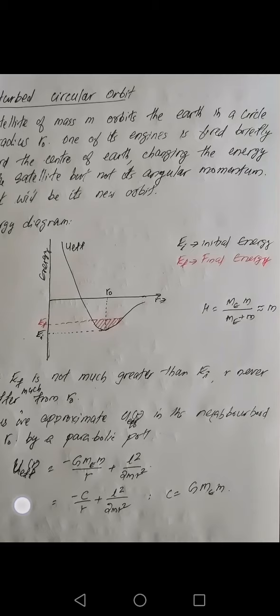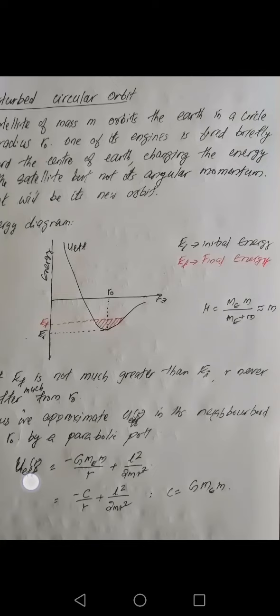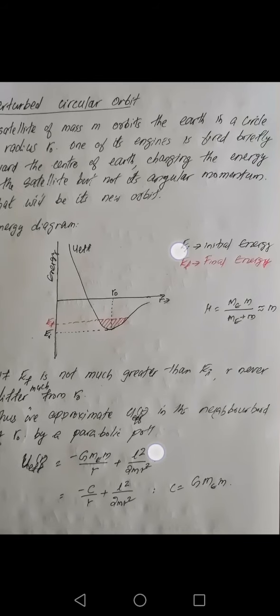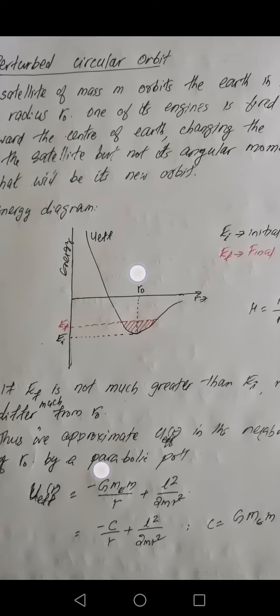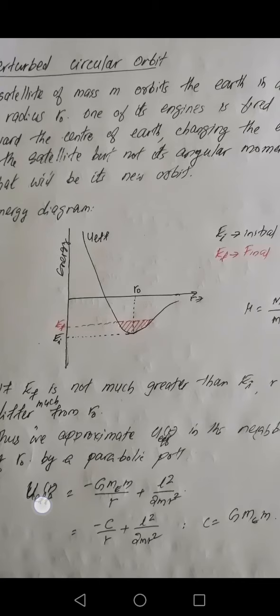What about its center of mass? One is Earth and one is the satellite. ME is the mass of Earth and M is the mass of the satellite. So its reduced mass is ME M by ME plus M. Since the mass of Earth is very much bigger than the mass of the satellite, ME plus M is approximately equal to ME. Therefore ME and ME cancel, so the reduced mass is approximately equal to the mass of the satellite. I am assuming the orbit is not varied so much, so that the change in energy is very small.